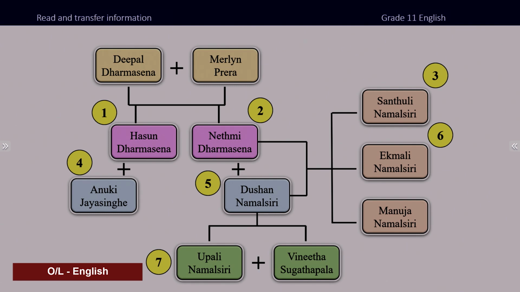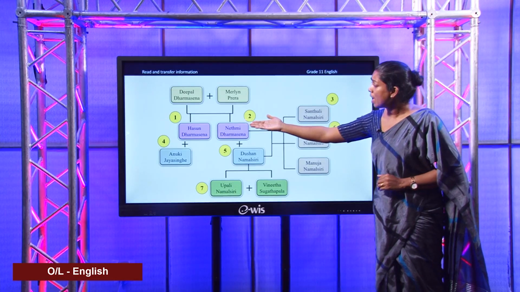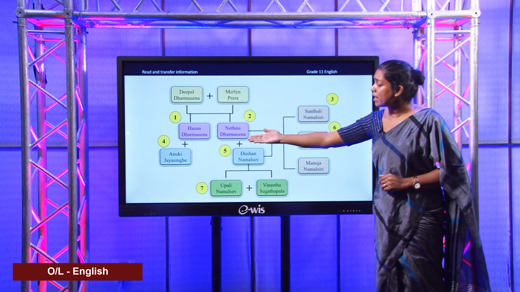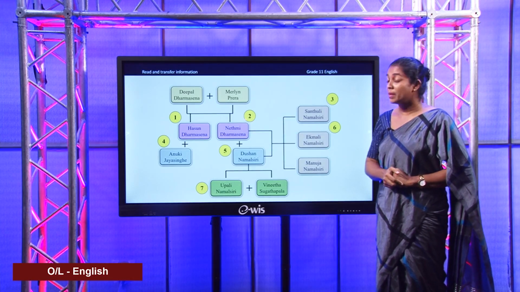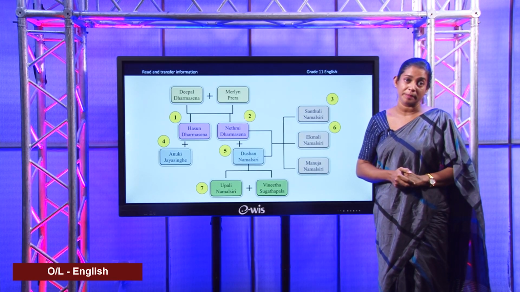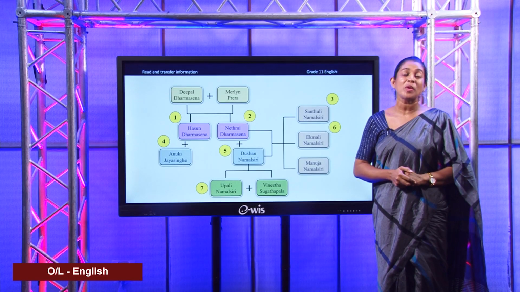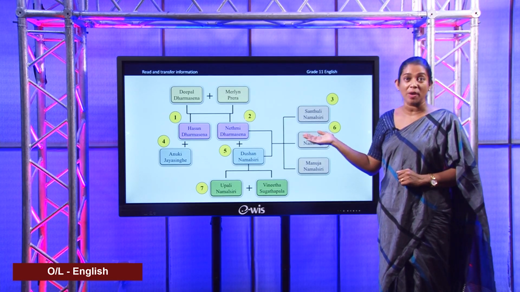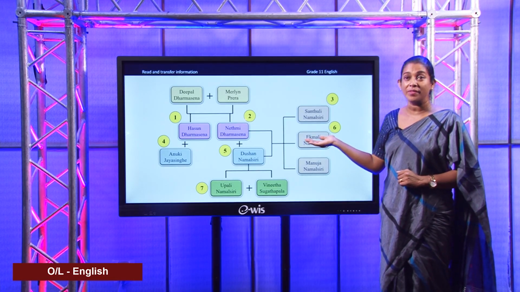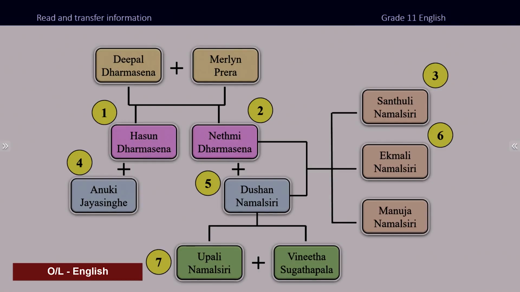Dushan Namalsiri's parents are Upali Namalsiri and Vinita Sugatapala. Nethmi's brother Hasun Dharmasena is married to Anuki Jayasinghe, but they don't have kids. Right. Hope you have got all the answers correct. If you haven't written the answers properly, please write them now. We have another activity at hand.